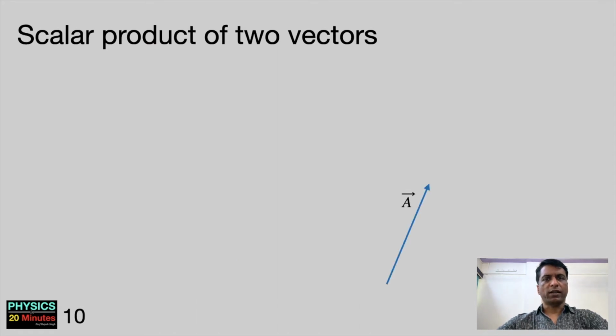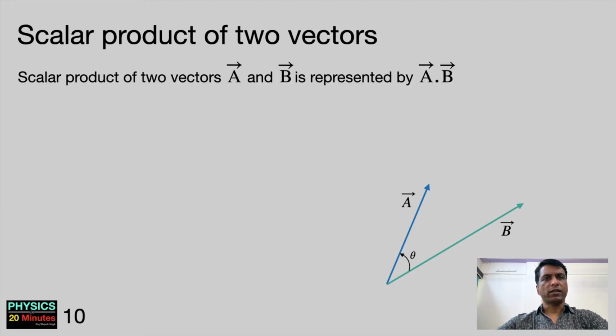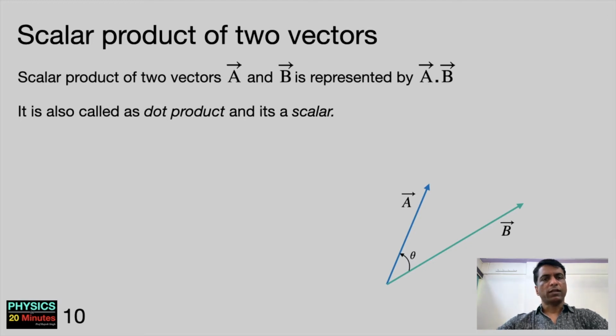Suppose I have a vector A and vector B, and angle between them is theta. The scalar product of two vectors A and B is represented by A dot B. It is also called a dot product. Remember that dot is important here. It is also called a dot product and it's scalar. Here the answer that you get after multiplying the two vectors will be a scalar quantity.